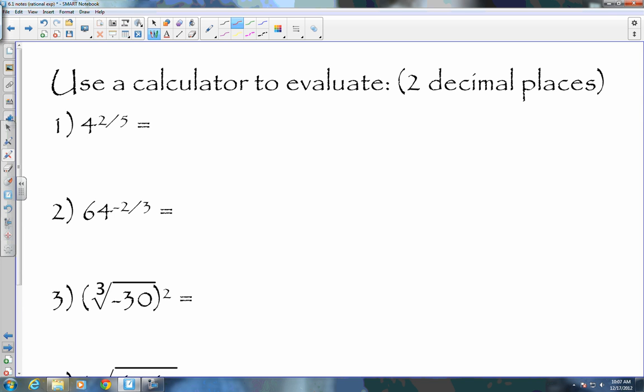You're going to like this part. You get to use your calculator. Ah, I forgot. You might have to share with somebody, borrow one. No.